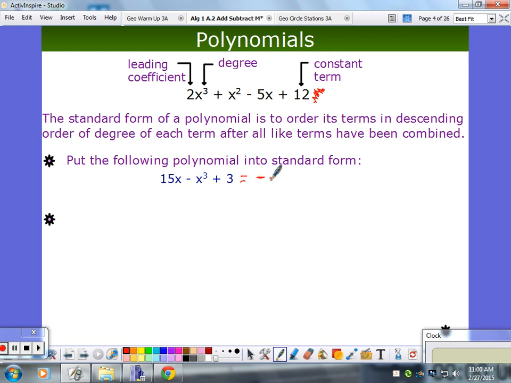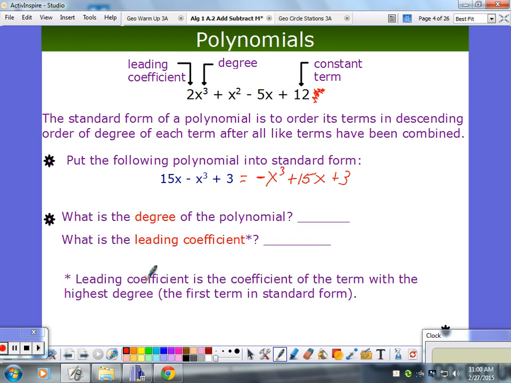Negative, you corrected yourself. That negative is attached to this variable. Then what's the next biggest one? 15x, and then plus our 3. So put it in this standard form, which is descending degree order. Excellent. All right, now let's figure this out.